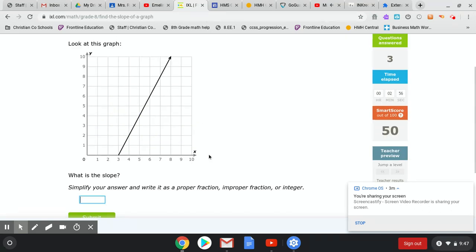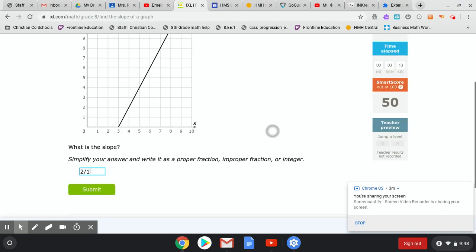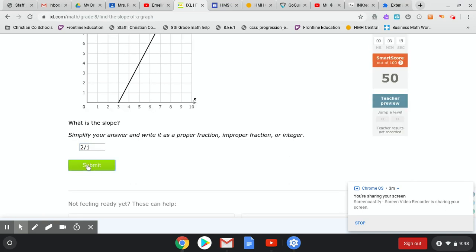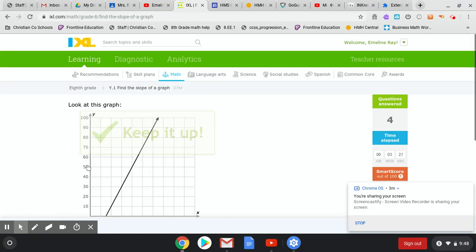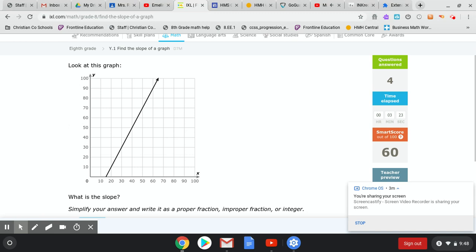And continuing on, I'm hoping to get to one of the negative ones so that you can see the difference in vertical change. On this one, I'm going to start at this point, 3, and then I'm going up 1, 2, and over 1. So again, my slope is 2 over 1. And then we will submit that in hopes of getting a negative slope the next time. Nope, we're still on positive slope.